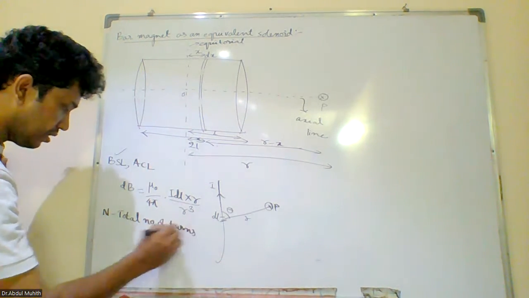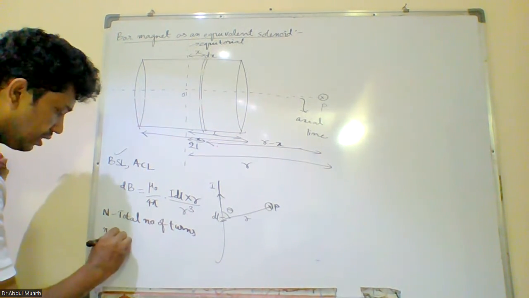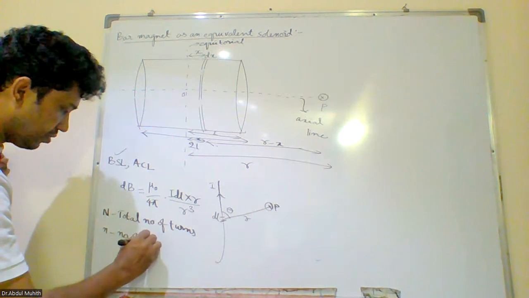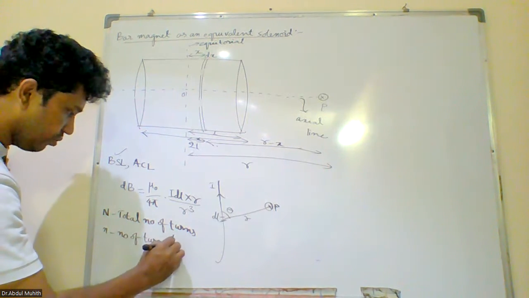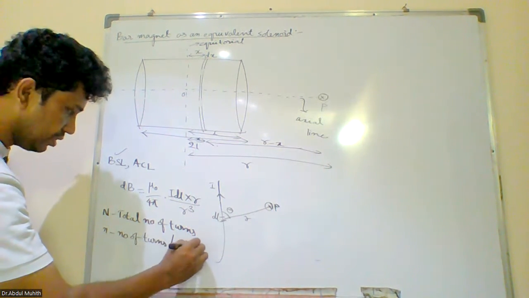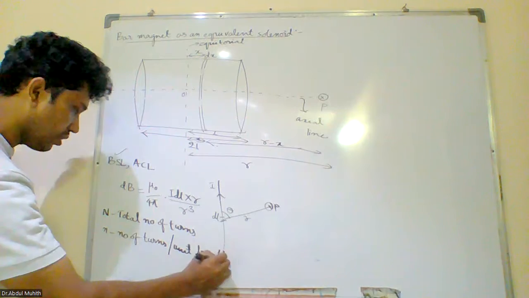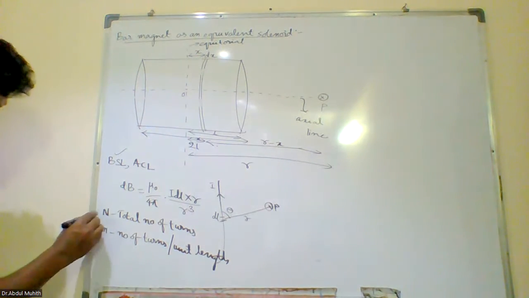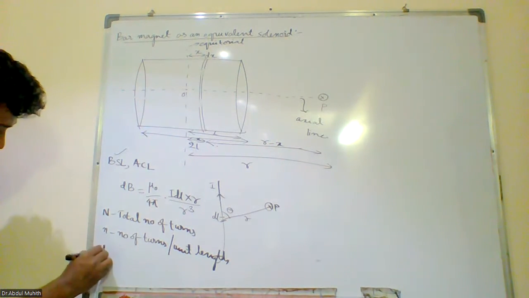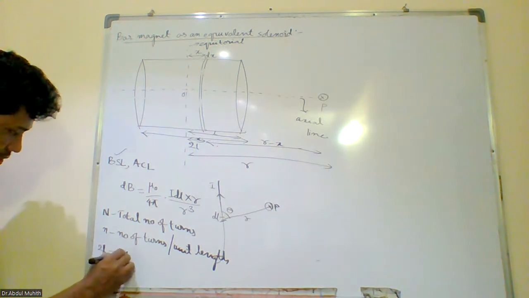And what is small n? Small n is the number of turns per unit length. Number of turns per unit length, that is small n. Now small n, and we have 2l. What is the 2l value? Total length, the total length of the bar magnet.